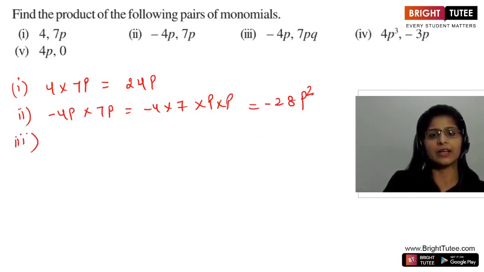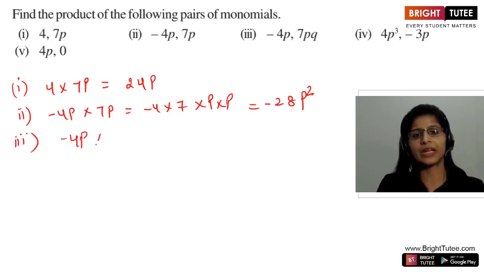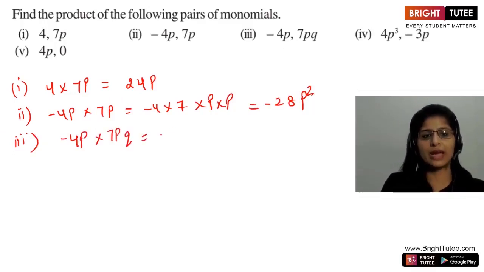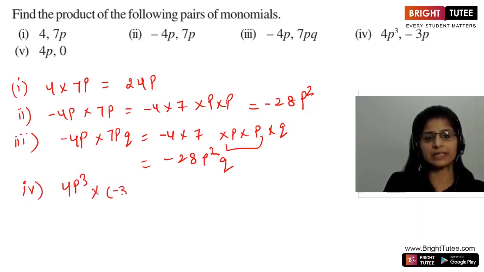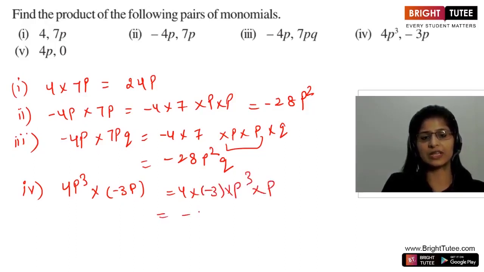Third part, minus 4p into 7pq. So minus 4 into 7 into p into q. So 7 4s are 28, p into p will be p square into q. Right? In the fourth part, we are given 4p cube and minus 3p. So 4 and minus 3 will get multiplied, p cube and p will get multiplied. 4 3s are minus 12 and p cube into p is p to the power 4.